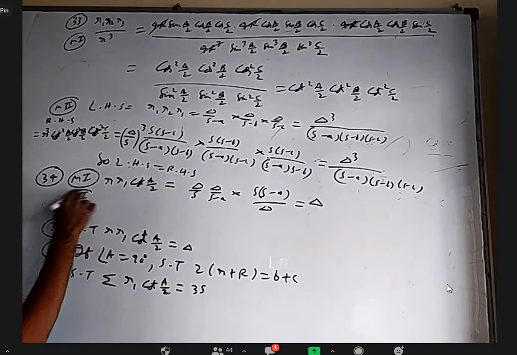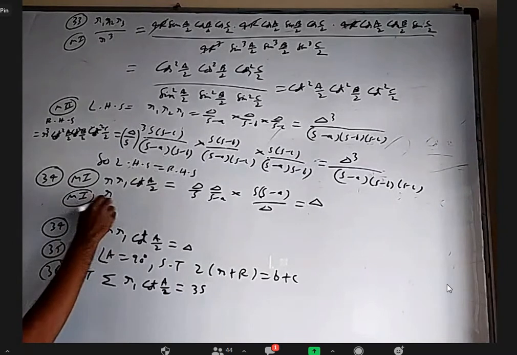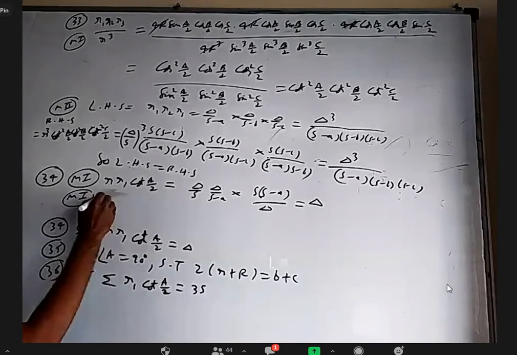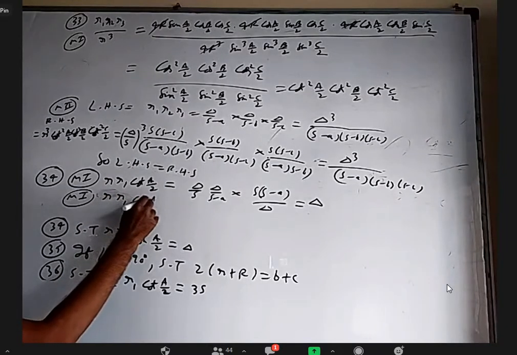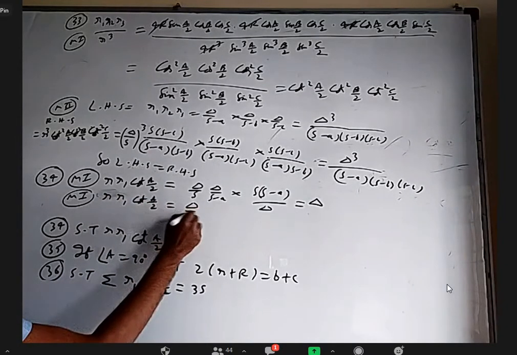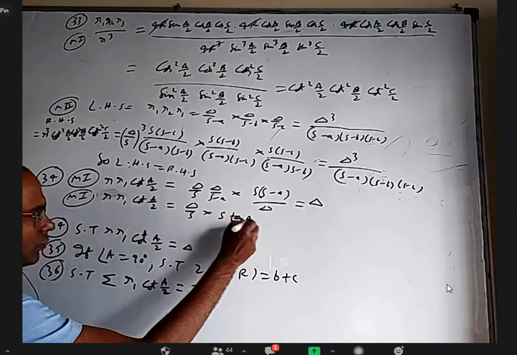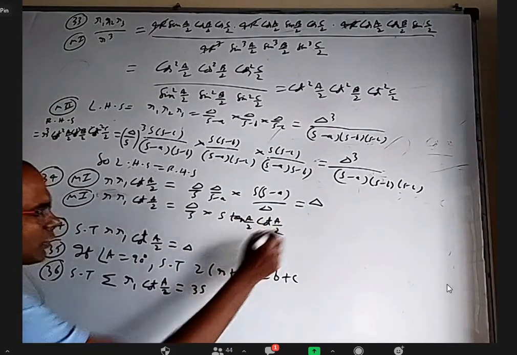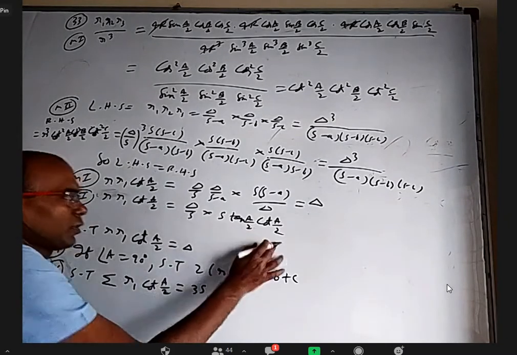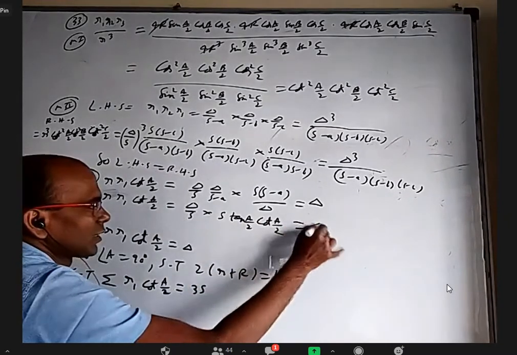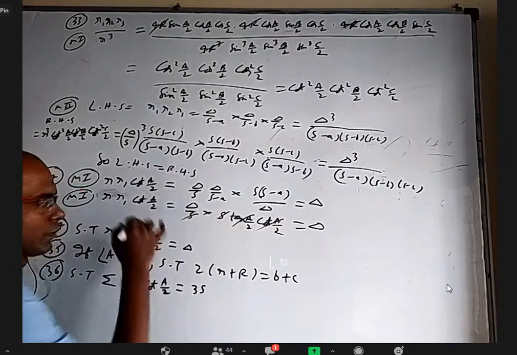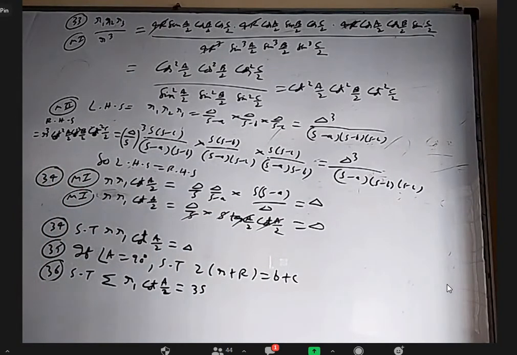Almost same. Somebody can write r as delta by s. Small r, r1 cot a by 2. Small r is delta by s. R1, one of the formulas, is s tan a by 2 into cot a by 2. Tan a by 2, cot a by 2 will cancel, s's will cancel, we will get delta. This is also easy, nothing difficult.